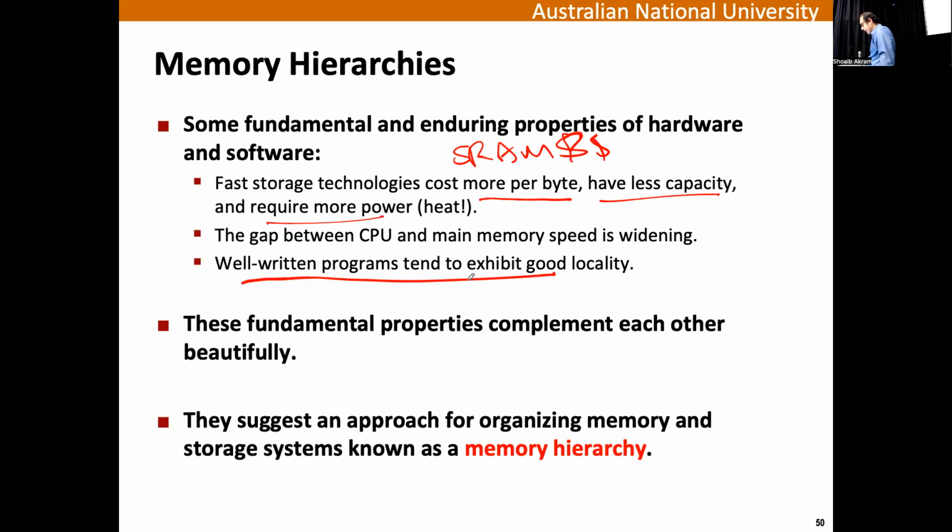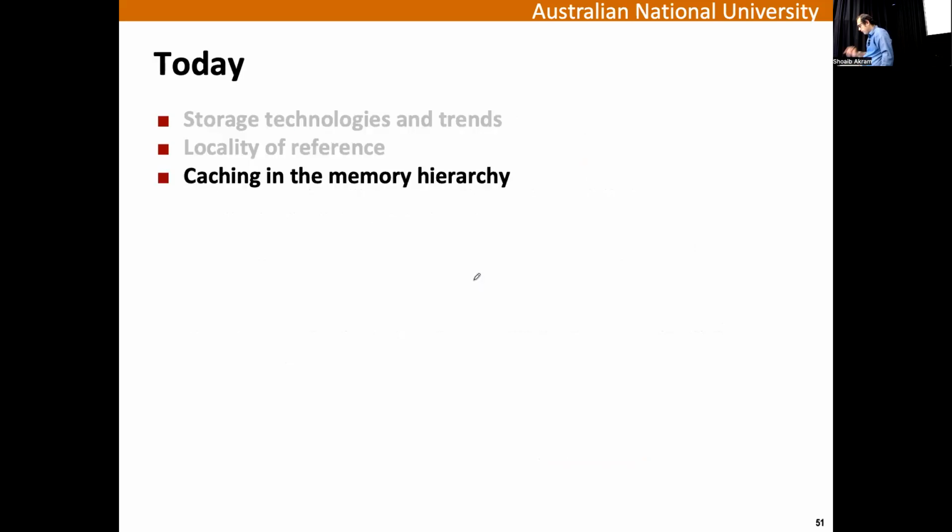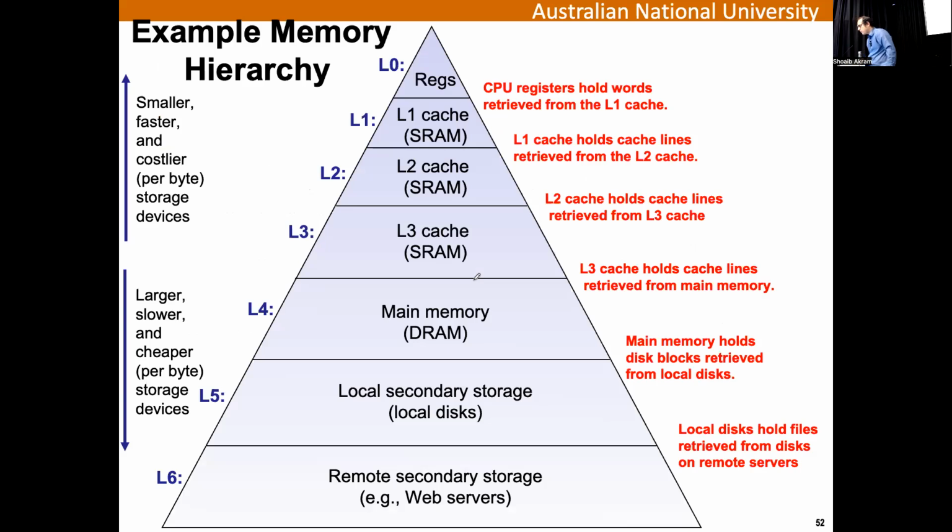Well-written programs have good locality. So what we do is we have a hierarchy. We don't have one level of memory, we have multiple levels of memory. We have the registers that are very close to the processor, but you access the registers using instructions. What you place there, the compiler figures out at compile time.